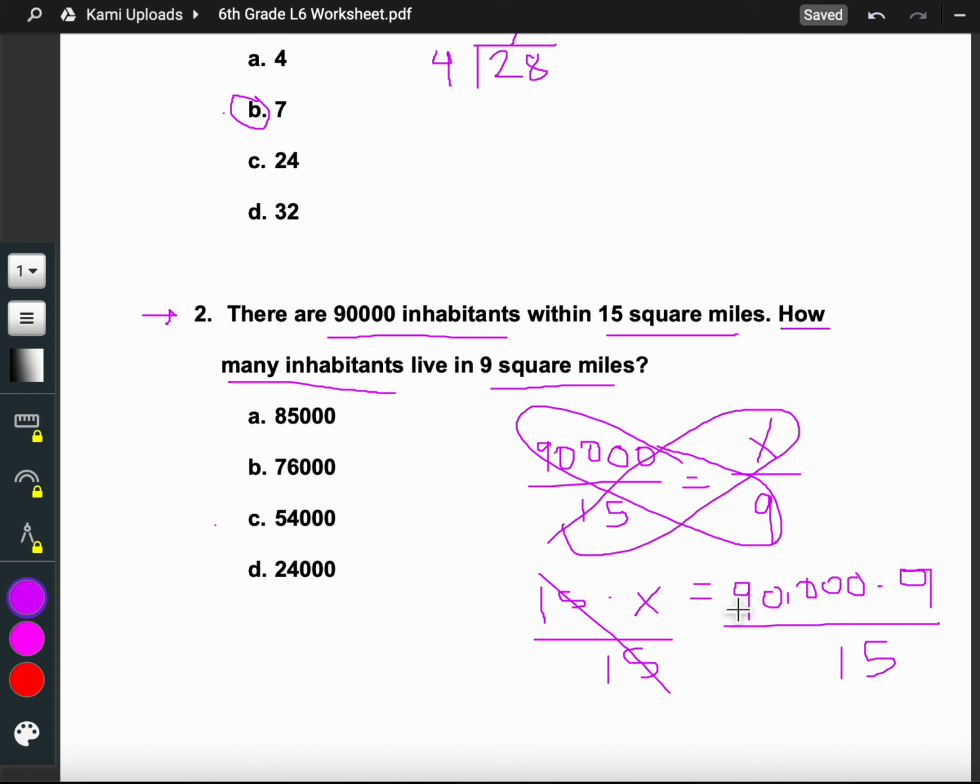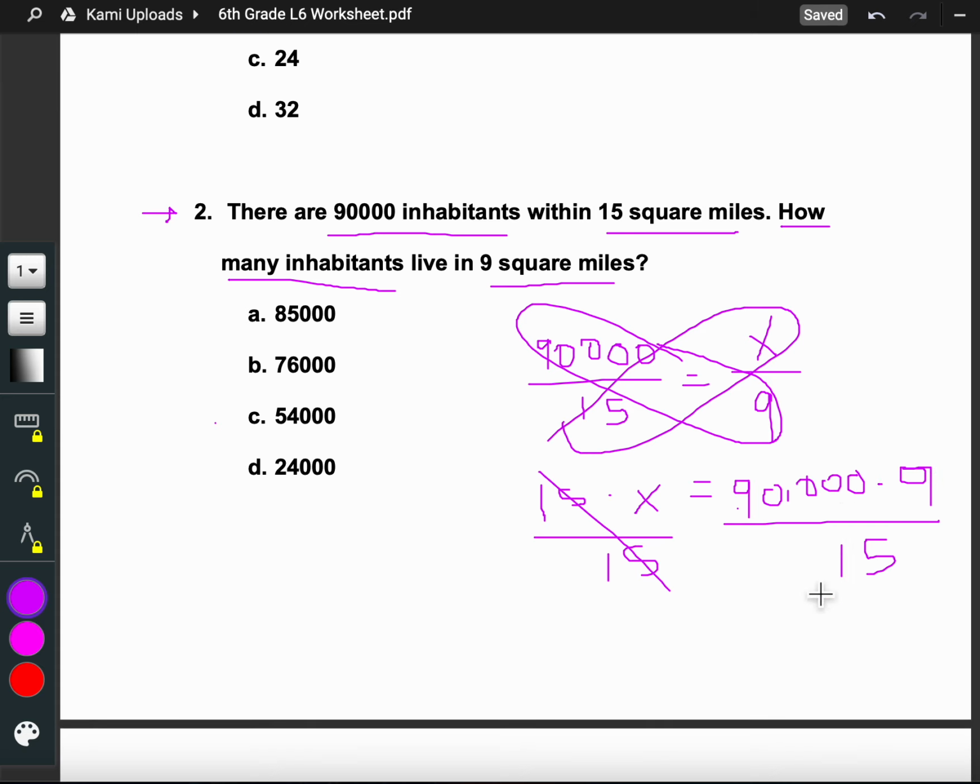by 9. And a simple way to think of it is 9 times 9 is 81. And you have 4 zeros, so you simply add those zeros up. So it'll be 810,000, divided by the 15, because we still have it there.